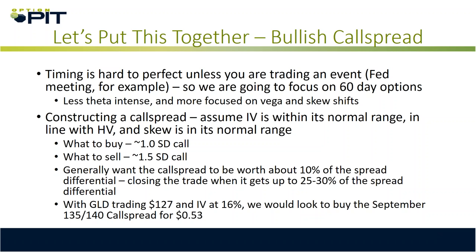If you go much beyond that, you're just paying too much to get into this. If you start getting into one and two standard deviation options, they're too far away from out of the money. 60-day options is a really good sweet spot to try to trade some of this stuff where you've got a little bit less impact on theta, but you can really play some of the nuances from Vega and skew shifts that come along with that move that you are playing for. So when we construct the call spread, we're going to start off assuming implied vol is within its normal range, in line with historical vol and skews in a normal range.